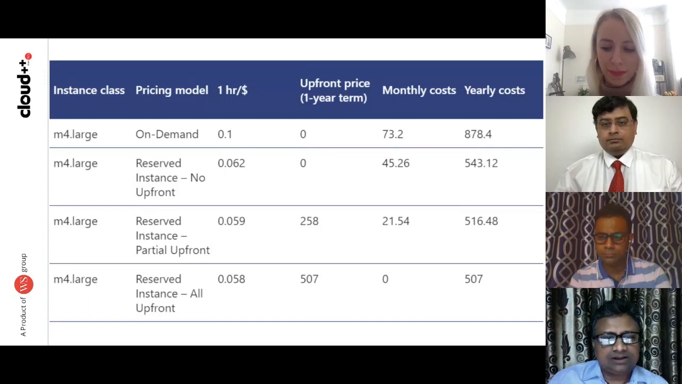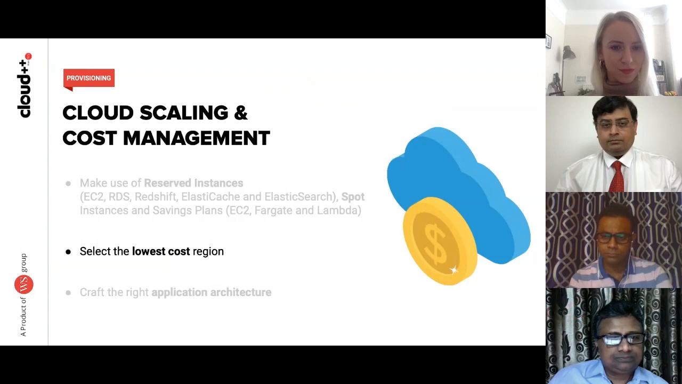And then reserved instance with no upfront is 543. So even if you don't pay upfront, it is still way cheaper, you see. And then the more you pay upfront, finally with all upfront you achieve 507. So it's much cheaper actually. If you can pay upfront, that's the best option. You save in the long run. So this is how these reserved instances should be used. Actually, they are not used very efficiently, but if you can use them, you can really benefit from a cost point of view.